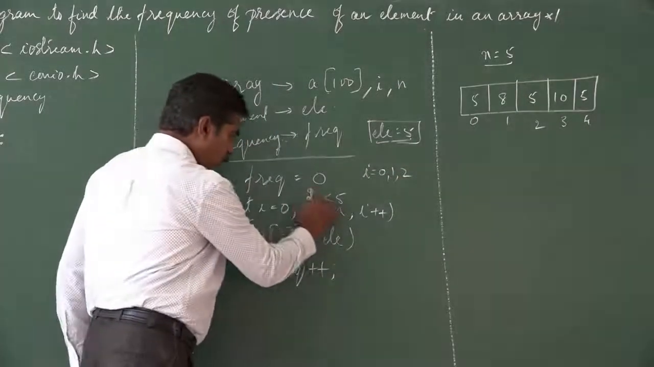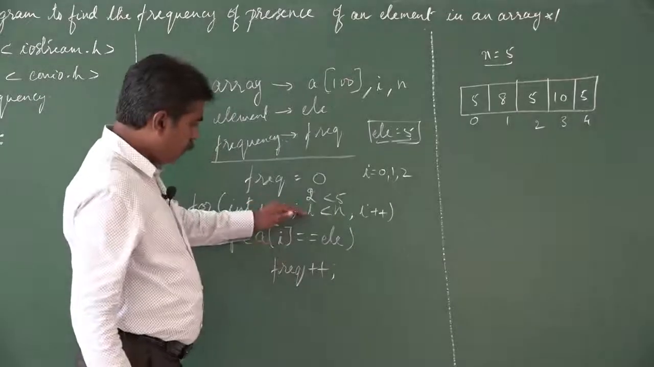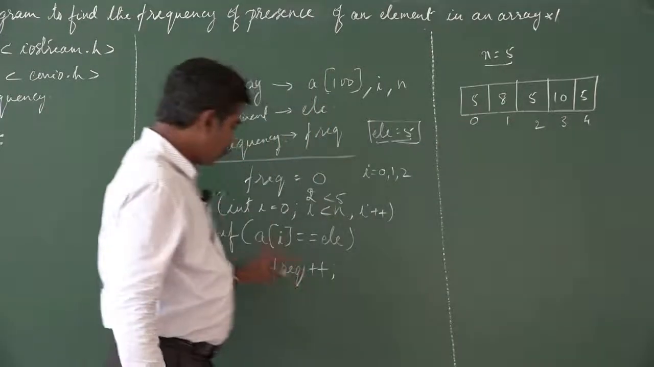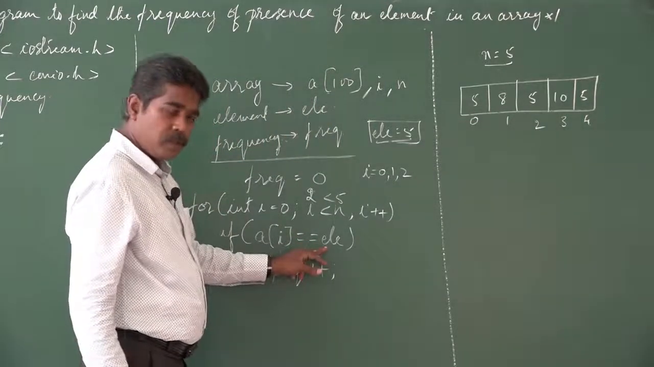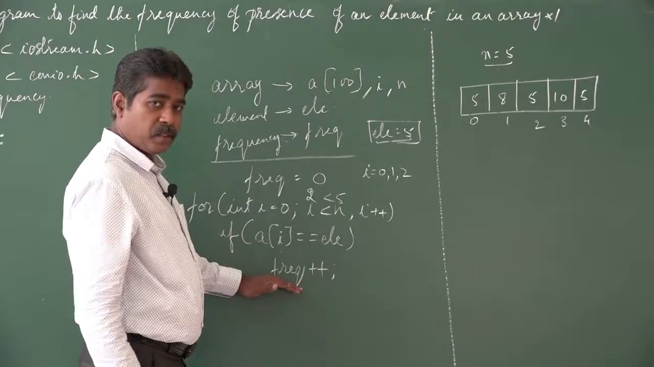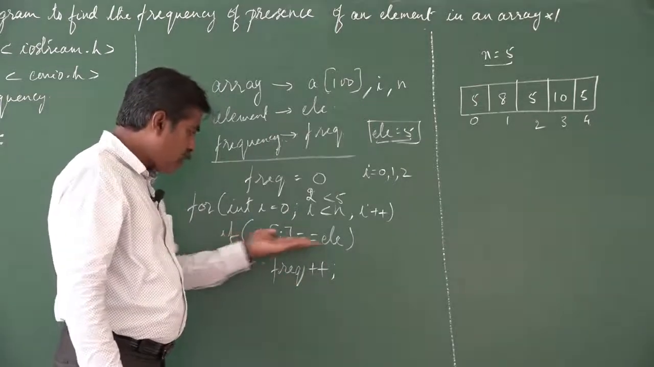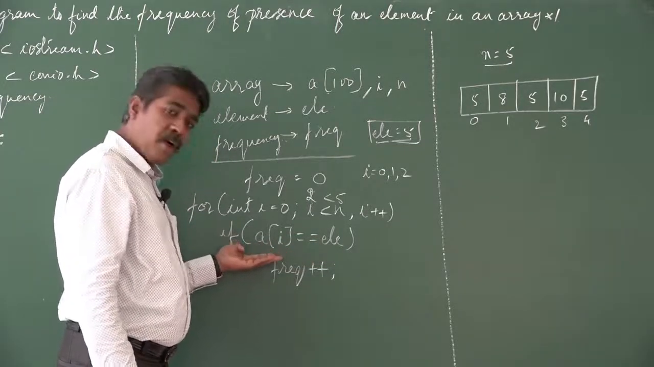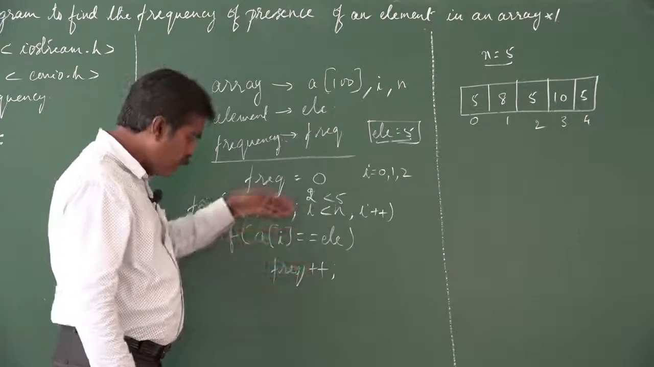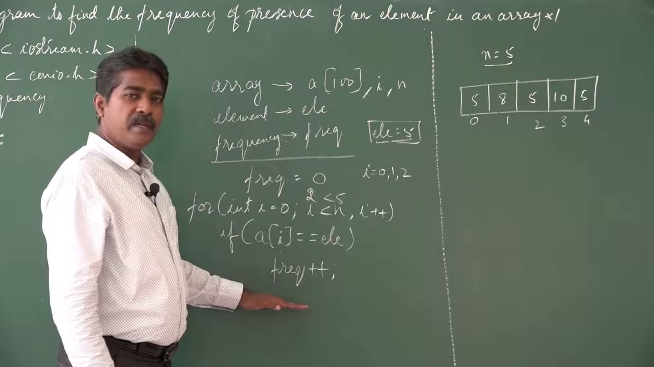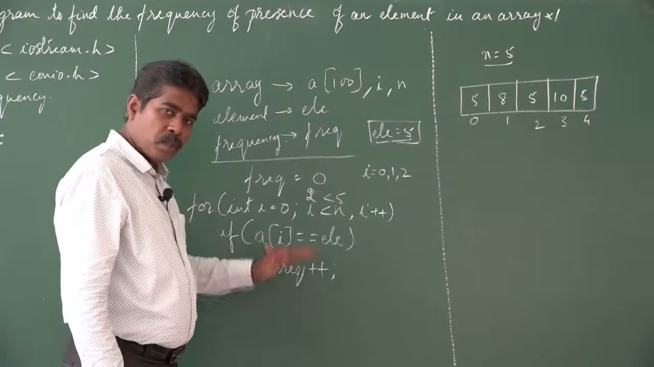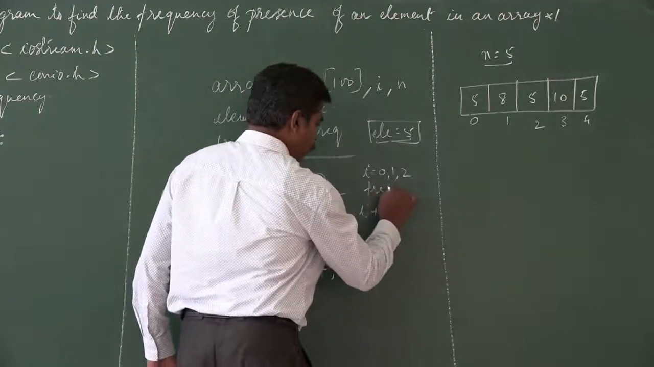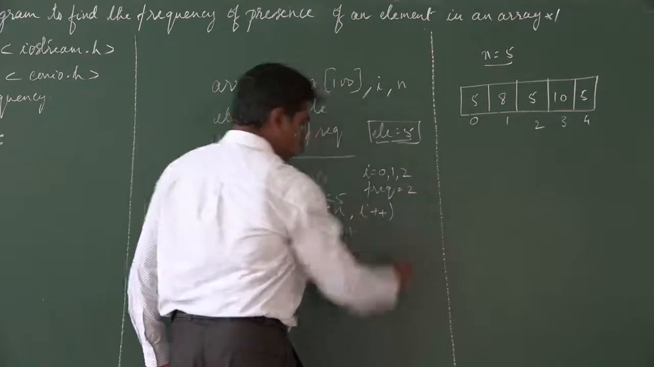So 2 less than 5, true, enters again. What is A of 2 there? 5. So 5 equals 5, true. Then the counter increments. You need to note down, only when the searching element ELE matches the element found in the array does the control enter the if clause for incrementing the counter. Frequency was 1, now it is going to be 2. I'm going to write here, frequency equals 2.